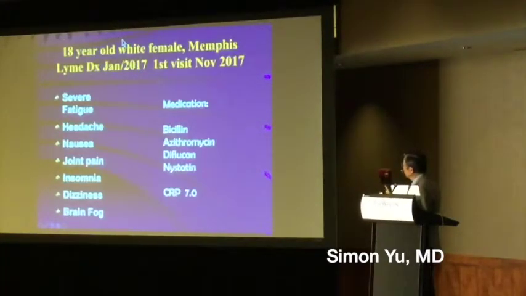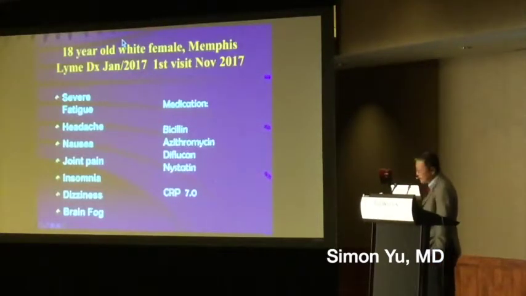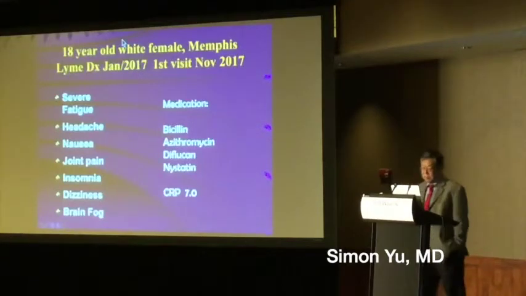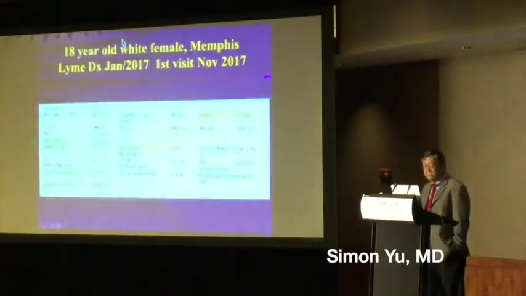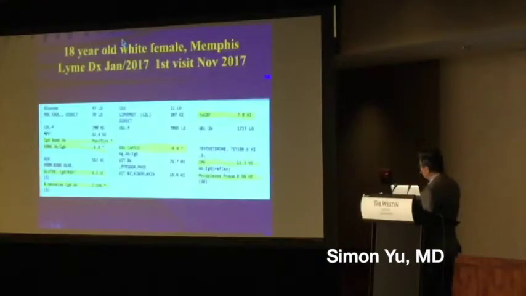Here's an 18-year-old white female diagnosed with Lyme. Severe fatigue, headache, nausea, joint pain, insomnia, dizziness, brain fog, on multiple antibiotics and antifungal medication with a C-reactive protein of 7. And if you look at it, we always see co-infections like mycoplasma, CMV, Bartonella, and Epstein-Barr virus, but they are not the driving force. It's actually the dental infections.